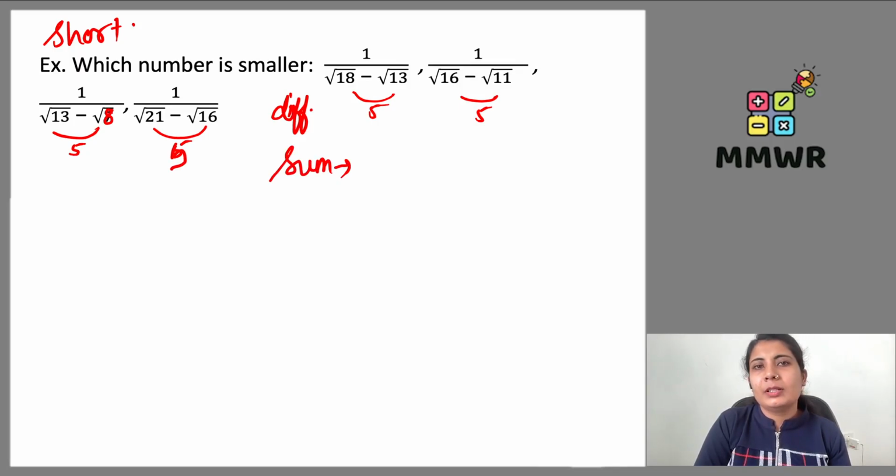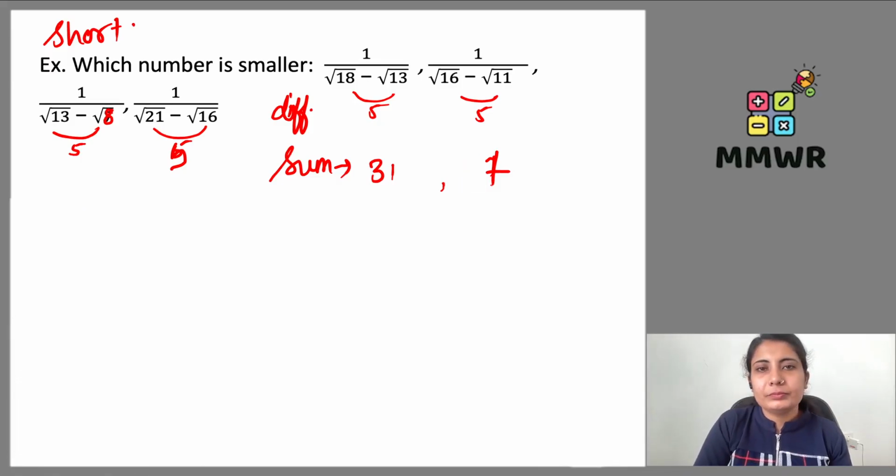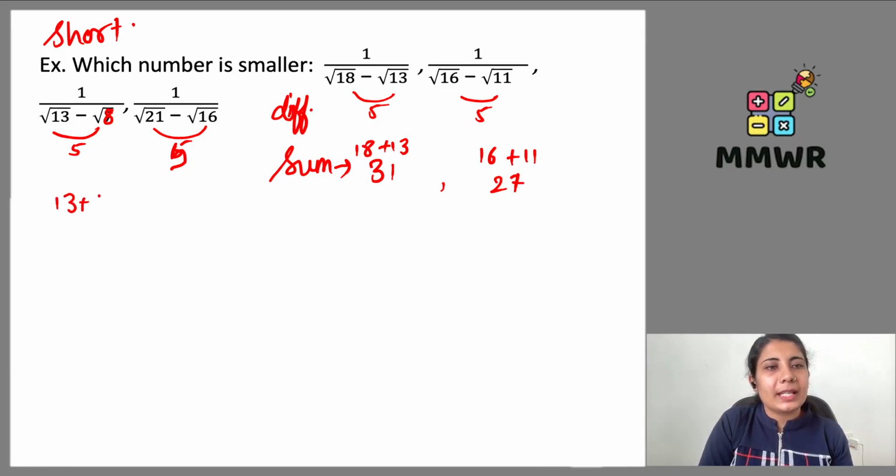Now we will find out the sum. Sum is 18 plus 13, which is 31. Here the sum is 31 again. Here the sum is 21, and so sorry, it's not 31, it's 27. Just let me erase this. Yeah, 16 plus 11. This is 18 plus 13. This is 16 plus 11, which is going to give me 27. Then 13 plus 8 is giving me 21. And 21 plus 16 is giving me 37.